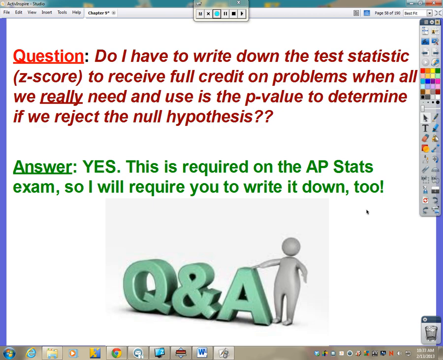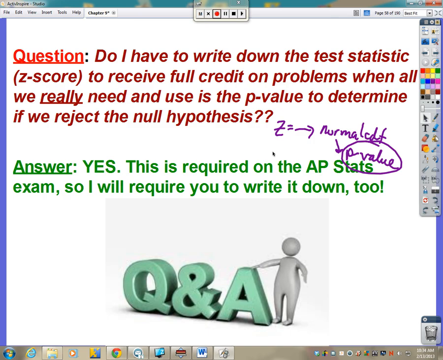Now a question: do you have to write down the test statistic, the z-score, to receive full credit on problems when all we really need and use is the p-value to determine if we reject the null hypothesis? Some of you might say, well, we're going to get a z-score, and then we're going to use the z-score with normal CDF, and from normal CDF, we're going to get the p-value. And that's the main thing we really need to make our decision of rejecting the null hypothesis or not. Do you still have to show all the work for the z-score, and what is the z-score?